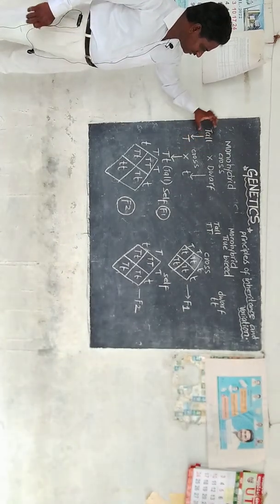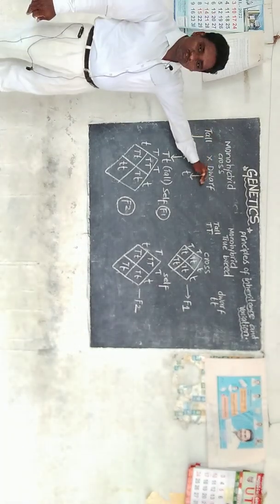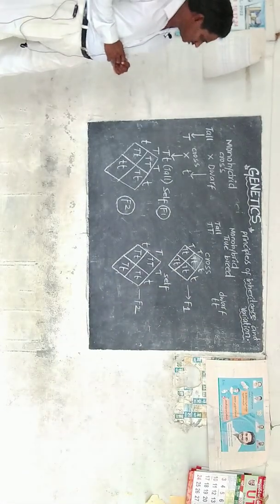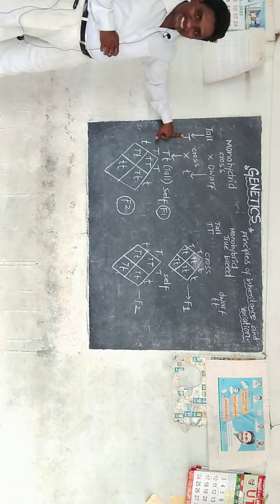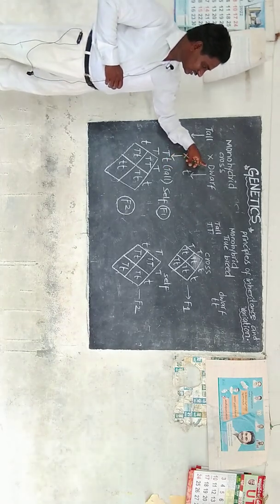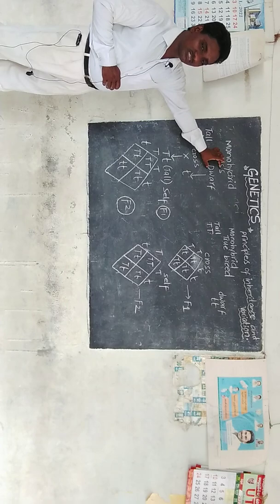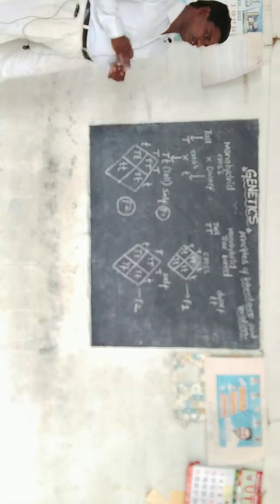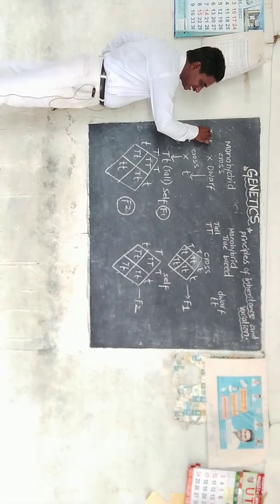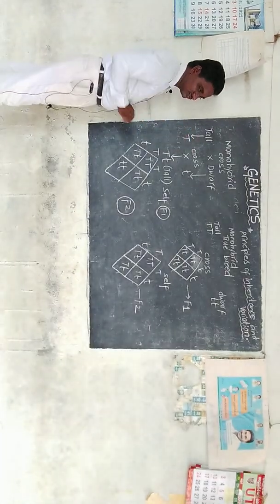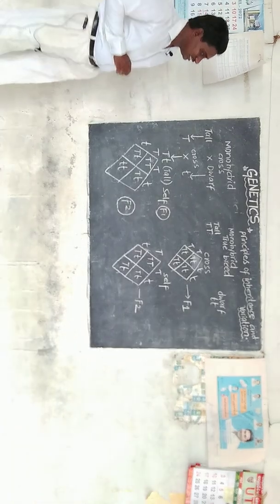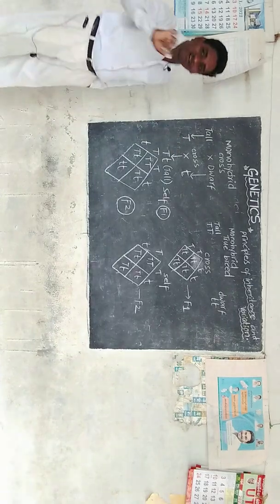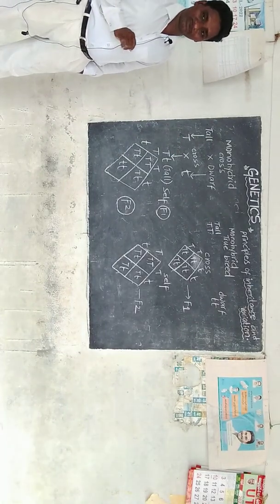Here is the cross between the tallness of the plant and the dwarfness of the plant, of the pea plant, the same experiment. Here the allele is capital T. Here the small t is responsible for the dwarfness of the plant. Here you may have one doubt. Sir, why did you take big T here? And then why did you take small t? The same problem I got when I was studying my intermediate.